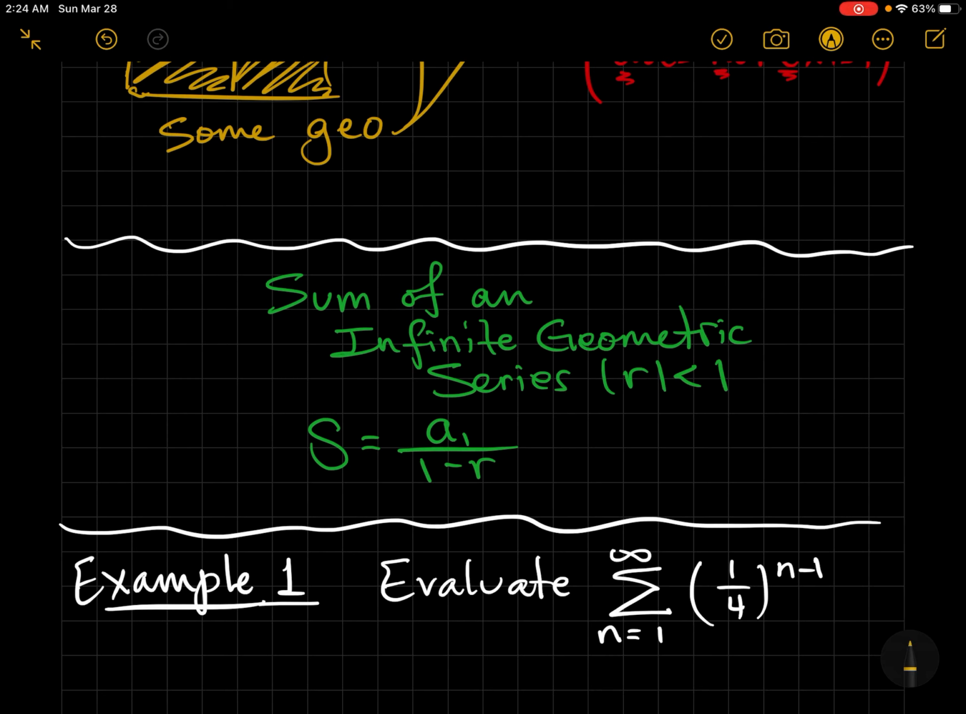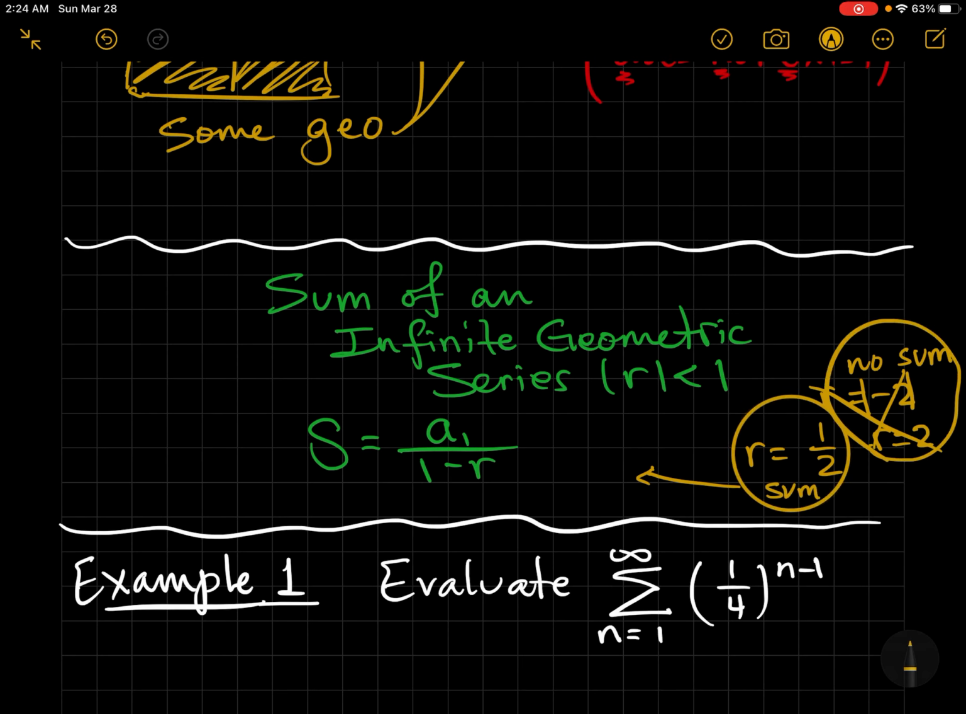Only the ones whose ratio, the absolute value of the ratio, is less than 1. For example, if the ratio is 1/2, then you can use this formula. If the ratio is -2, well, the absolute value of -2 is 2, so that's greater than 1. So this one would have no sum. So you have to look at the absolute value of the ratio. It depends on the ratio. That would have a sum. That one would have no sum.